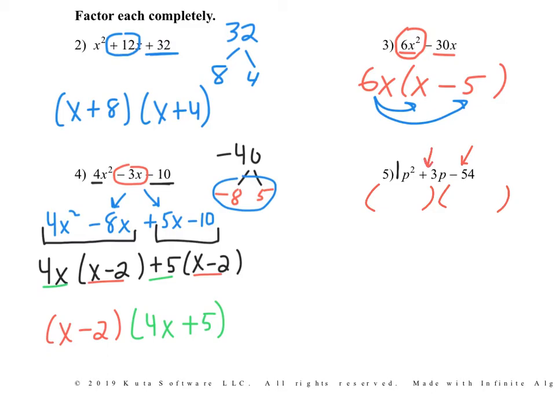So 9 times 6 is 54. If they add to positive, I need the 9 to be positive. And then the minus 6, the 6 would be negative.